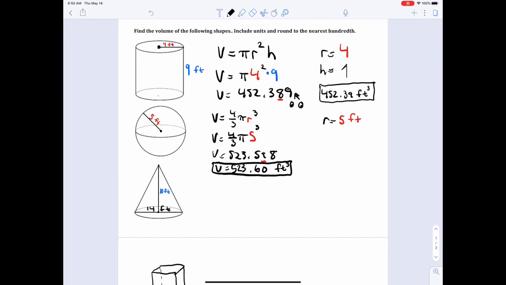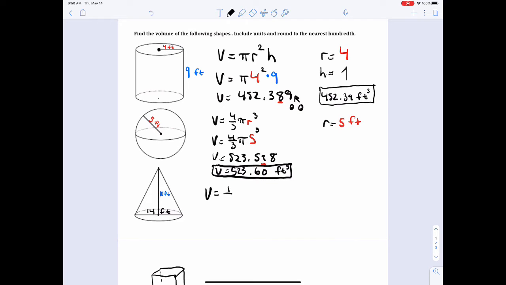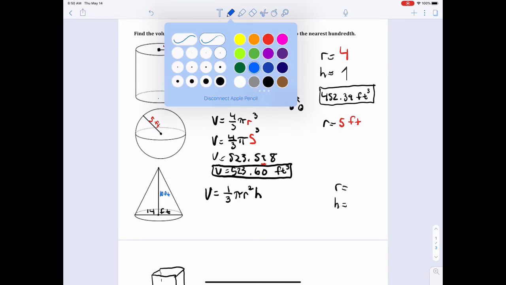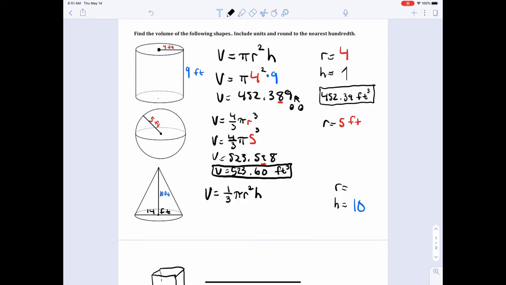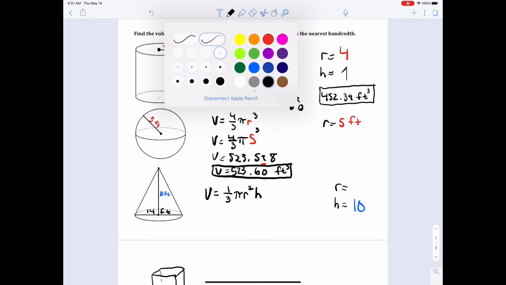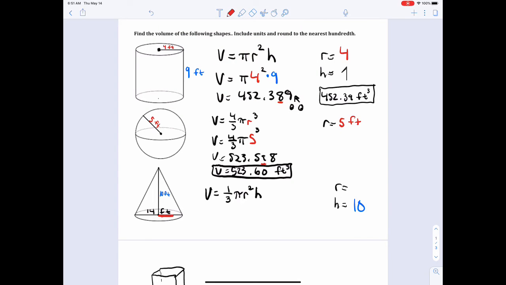Last one here. It is the volume of a cone. Volume of a cone equals 1/3 pi times the radius squared times the height. So, this one right here. Let's find out what we know, our radius and our height, because we're going to need that for our formula. The height is going to be 10 feet. The radius, warning, warning, warning, it is not 14. The radius is only halfway across. So the radius here will be halfway of 14, which is 7. That's the trick. Hopefully we don't fall for that.